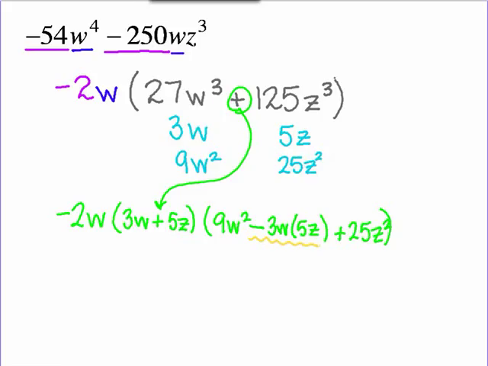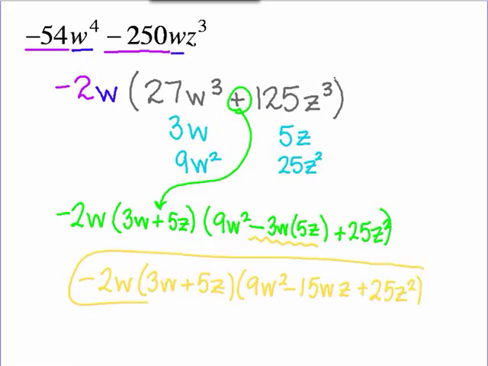then we're done. So negative 2W times 3W plus 5Z times 9W squared minus 15WZ plus 25Z squared. So you don't multiply those at all? Nope. Okay. This is easy peasy. That is how you use the factoring pattern, the sum or difference of two cubes.